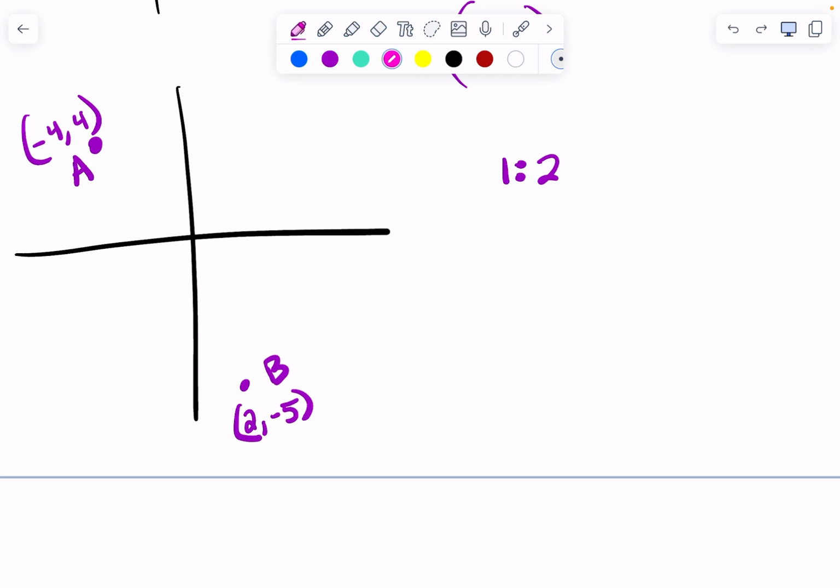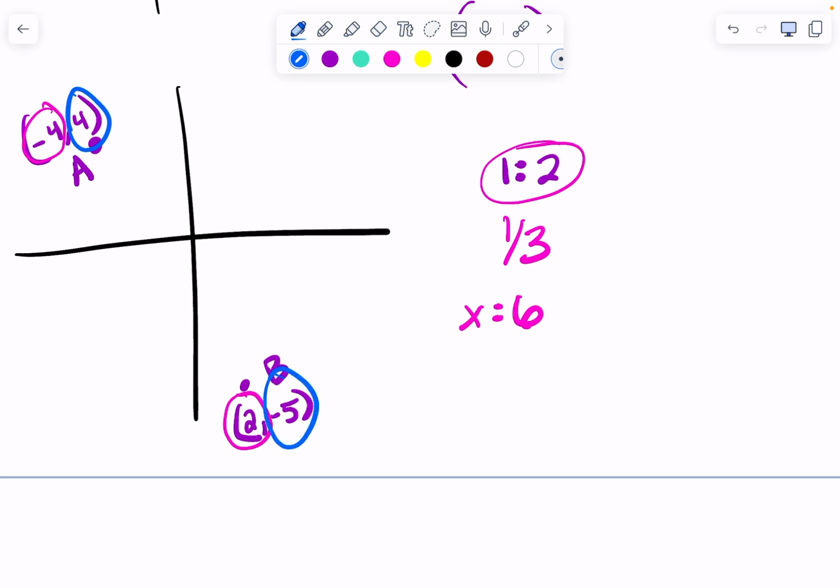All right, are we ready to go over it? If I say 1 to 2, that is what fraction? 1/3, right? I want to go 1/3 of the distance. Listen to this. I'm going to do it a different way. Maybe this will be helpful for you. If you're going from -4 to 2, you are going how many units in the x? You're going 6 units. If you're going from 4 to -5, how many units are you going in the y? I'm going to say -9, right? Because you're going down.